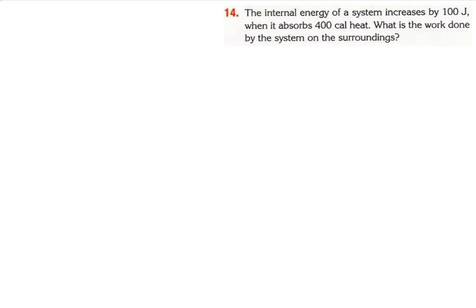Question 14. The internal energy of a system increased by 100 joules when it absorbs 400 calories of heat. What is the work done by a system on the surroundings? So let's write the given firstly. Delta U, change in internal energy, is positive 100 joules. Then it absorbs 400 calories. So Q is equal to 400 calories, but we need to convert it into joules.